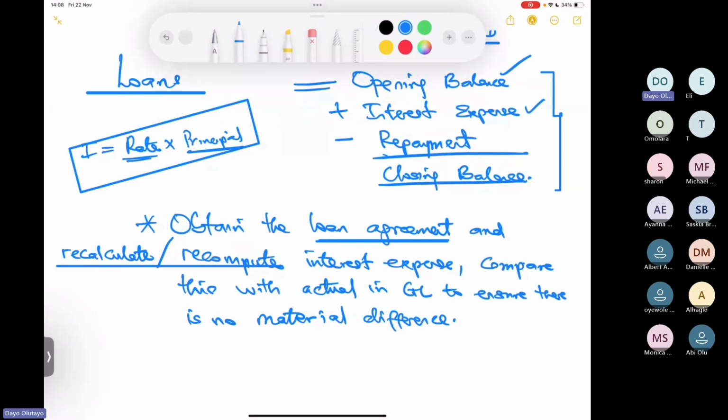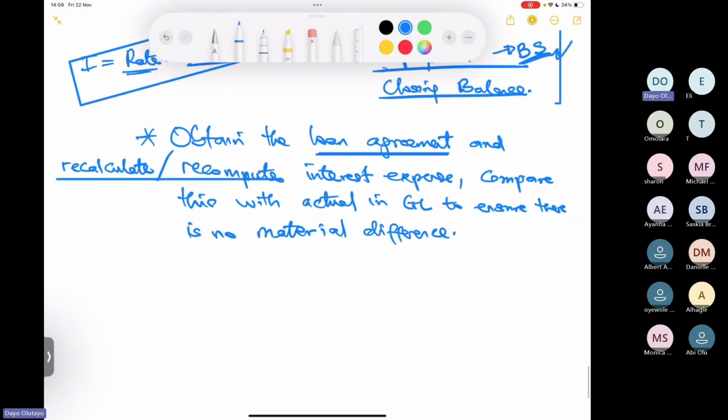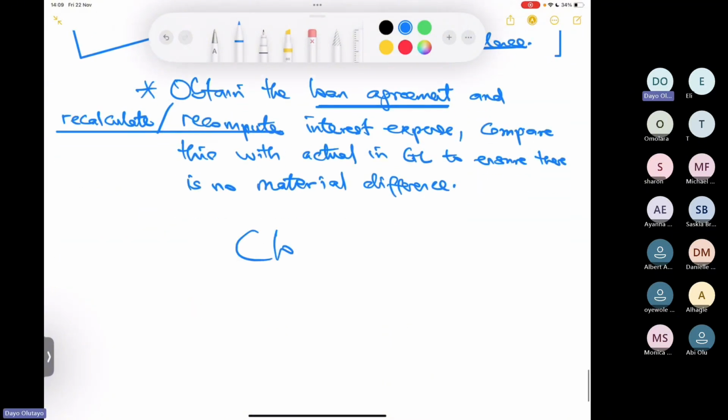And repayment is about payment. And this one as well is the same thing we always say, which is to trace to bank statement. You always trace to bank statement to get comfort on that. And that will be fine. Three procedures already on your opening, on your interest expense, and on your repayment. Now let's go to the closing balance. I don't have to rewrite those other ones, to save your time.